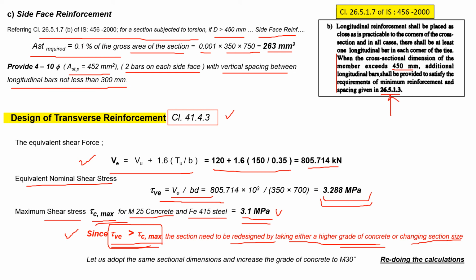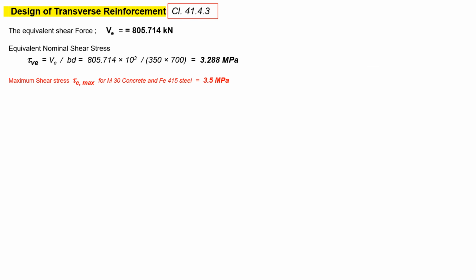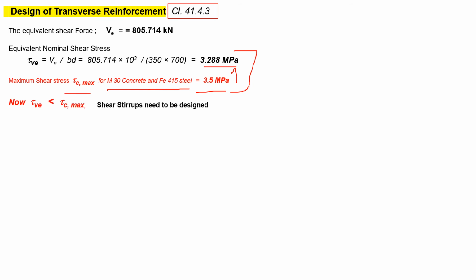So here we have tried to keep the same section dimensions, and we have increased the grade of concrete to M30. Earlier it was M25, now we have increased it to M30. So for this M30, we have to revise all the calculations. This was the earlier step which we have taken. Now for M30 grade of concrete and Fe 415 steel, tau C max value comes out to be 3.5. Now you can see that this value is greater than tau V. So it's okay. Tau C max is greater than tau V, so we can design the transverse reinforcement.